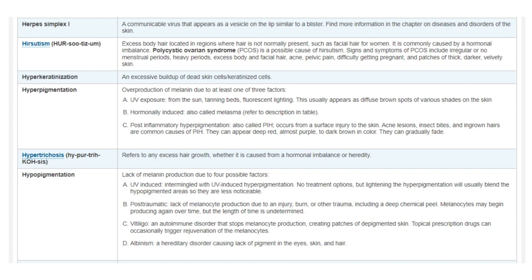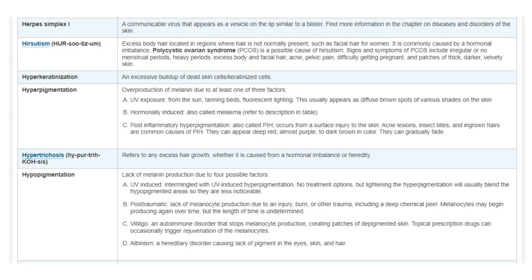Post-inflammatory hyperpigmentation, also called PIH, occurs from a surface injury to the skin. Acne lesions, insect bites, and ingrown hairs are common causes of PIH. They can appear deep red, almost purple, to dark brown in color. They can gradually fade. Hypertrichosis refers to any excess hair growth, whether it is caused from a hormonal imbalance or heredity.